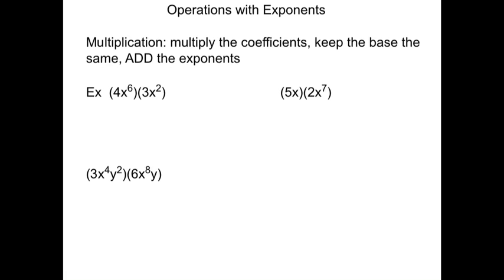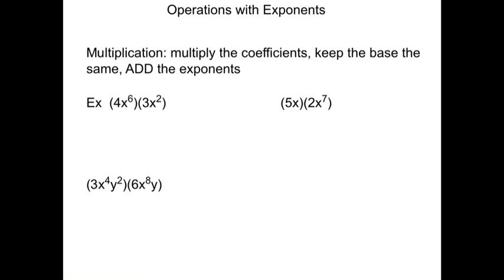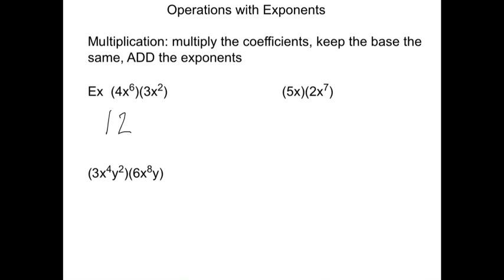So when you multiply terms that have common bases, you are going to multiply the coefficients. You're going to keep the bases the same, and you're going to add the exponents. It's important to understand that you cannot apply these rules unless the bases are the same. So in the case of 4x to the 6 times 3x squared, you're going to multiply the coefficients, which are 4 and 3, and you're going to get 12. You're going to keep the base, which is x, the same, and you're going to add your exponents, so 6 plus 2 is 8.